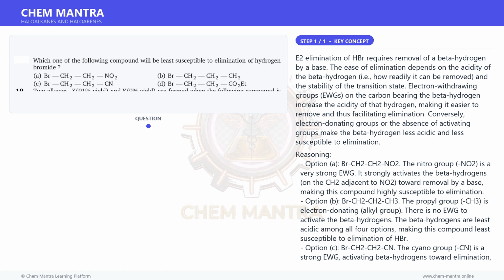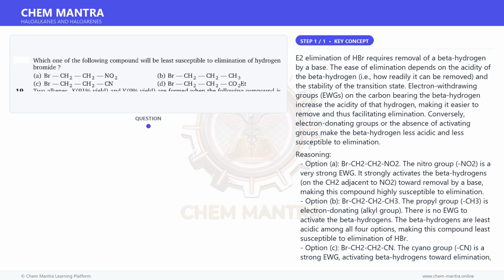Option B: Br CH2 CH2 CH3. The propyl group, CH3, is an electron-donating alkyl group. There is no EWG to activate the beta hydrogens. The beta hydrogens are least acidic among all four options, making this compound least susceptible to elimination of HBr.